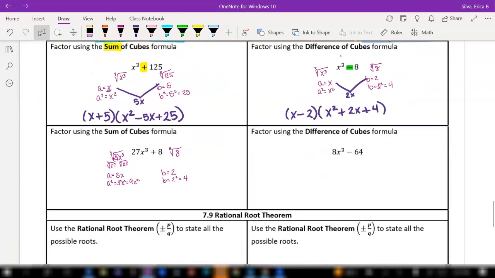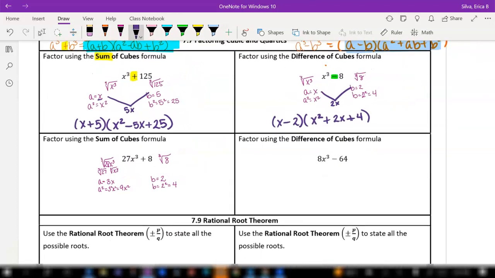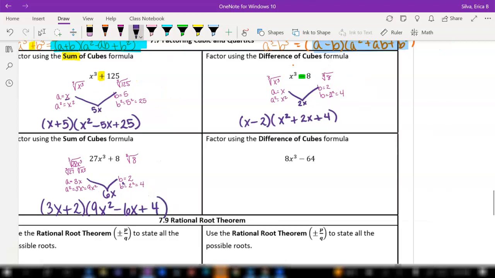So again, we're going to be using the same formula. So we start with our a, which is 3x. Then we add our b, which is 2. And then we get our a squared, which is 9x squared. And then we're going to subtract a times b, and that's going to be 6x. And then plus 4, which is our b squared. Oops, I forgot to put the square.